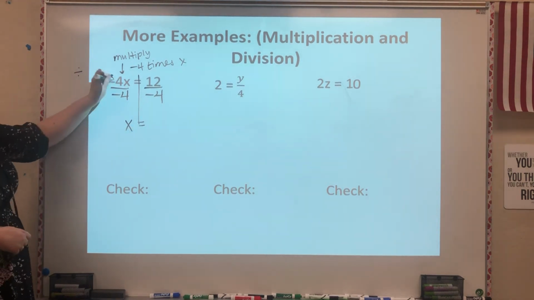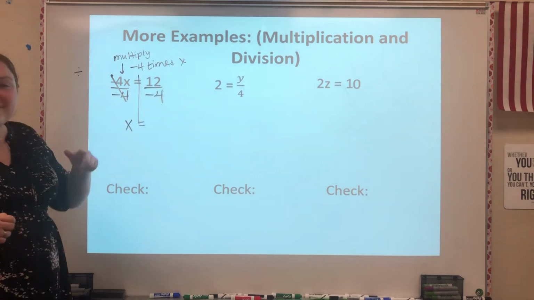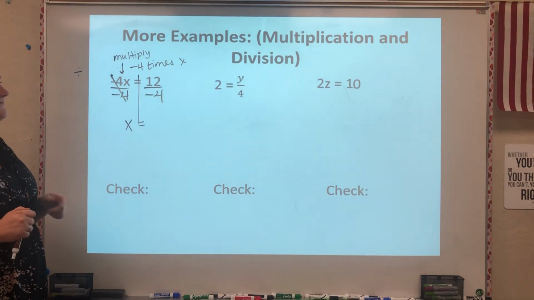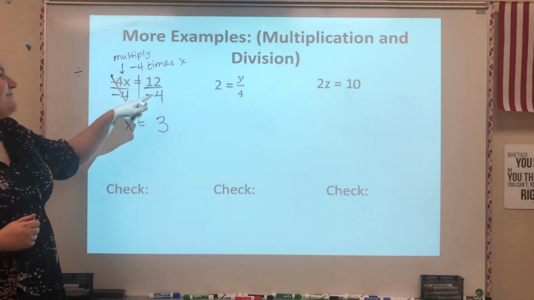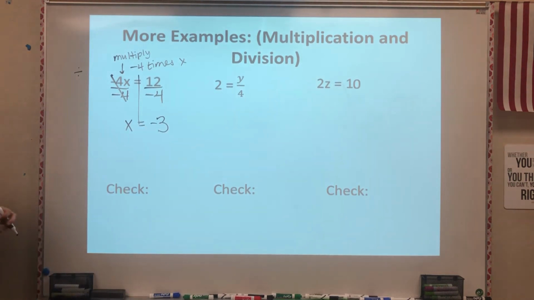On this side here, after I cancel those negative 4s, I've got 12 divided by negative 4. What is 12 divided by negative 4? Well, 12 divided by 4 is 3. And then the positive divided by the negative gives you negative. So we're left with x equals negative 3.